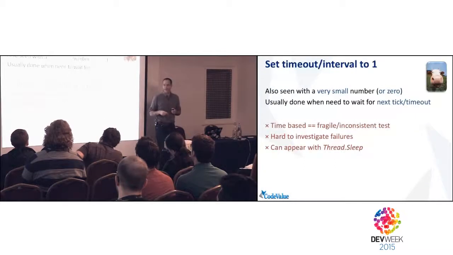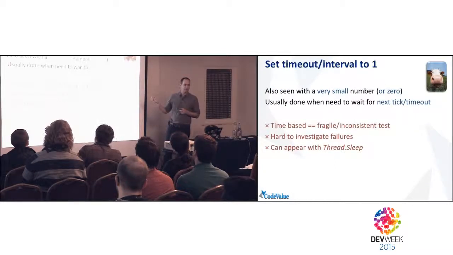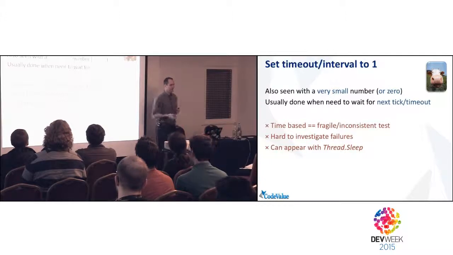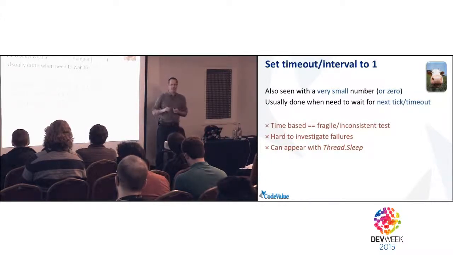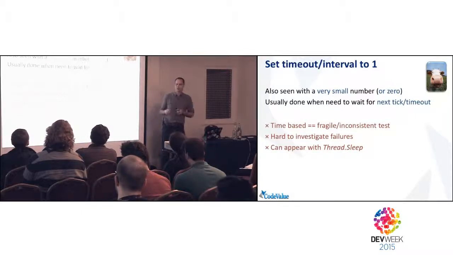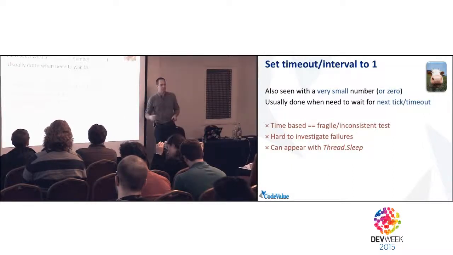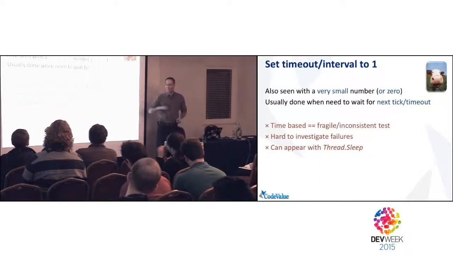And I call it the set timeout or interval to 1 smell. If you see a test that's changing configuration or something in order for the timeouts to happen really fast, that's your problem. And it's time-based again, so it will work on your machine. It's hard to investigate as well, because when you get a failure at the end of the test, you have no idea what happened in the middle. And usually it will appear with thread sleep, which we already covered.